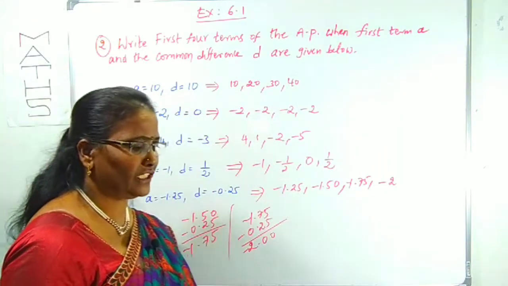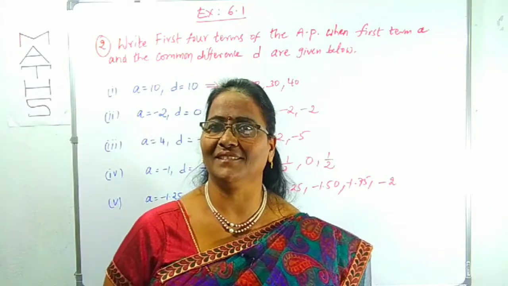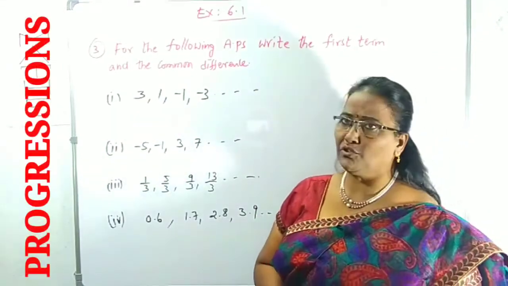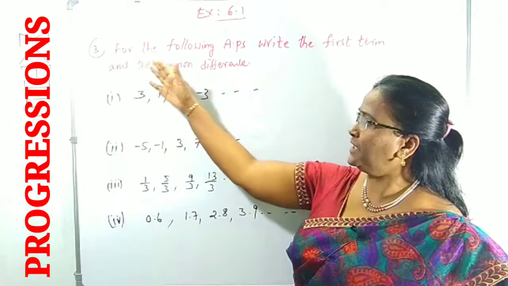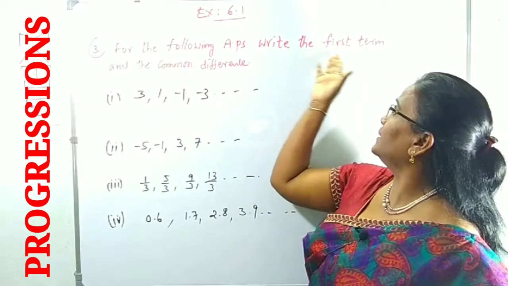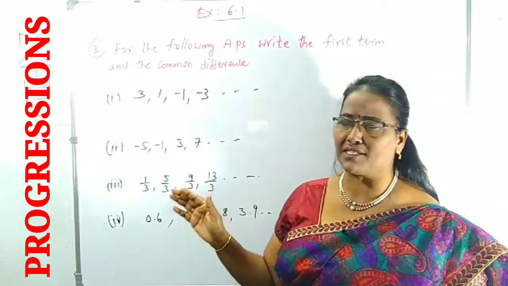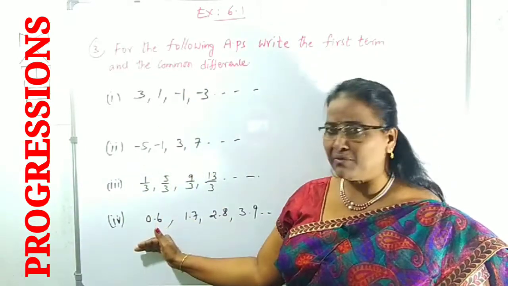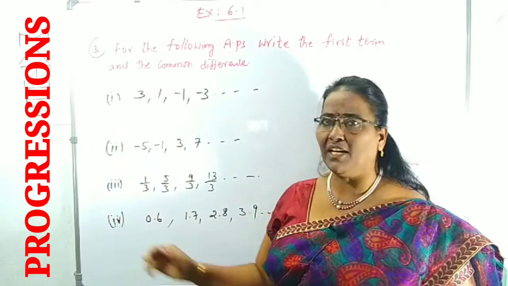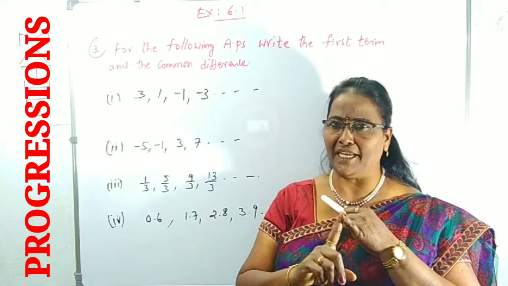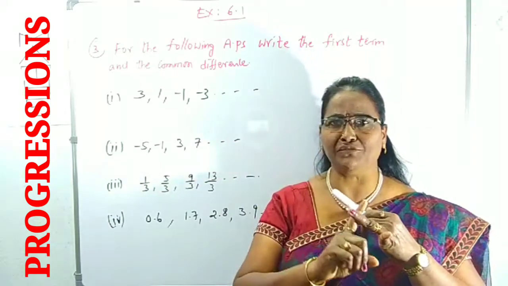How can you find the 4 terms? You can understand easily, right? Now come to question number 3. For the following APs, write the first term and the common difference. There will be 4 bits here. We have to find the first term, that is A, and the common difference D.